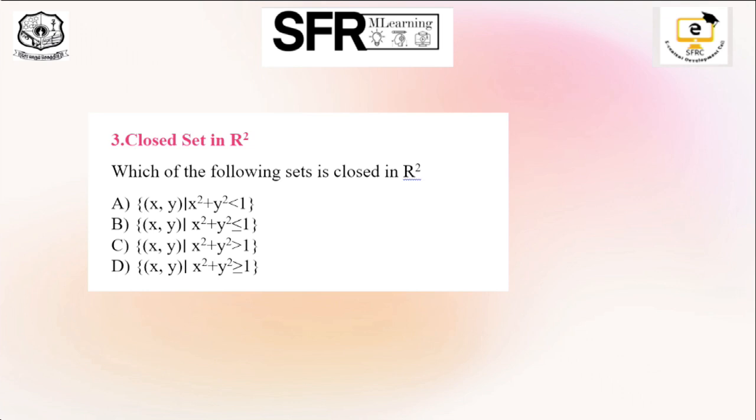For C, they take the set of all (x, y) where x squared plus y squared is greater than 1. Its complement is the set where x squared plus y squared is less than or equal to 1, which is closed. Therefore, option C is not correct. For option D, the set of all (x, y) with x squared plus y squared greater than or equal to 1, its complement is the set of all (x, y) such that x squared plus y squared is strictly less than 1, which is open. Therefore, the first option and third option are incorrect. Option B and option D are correct.